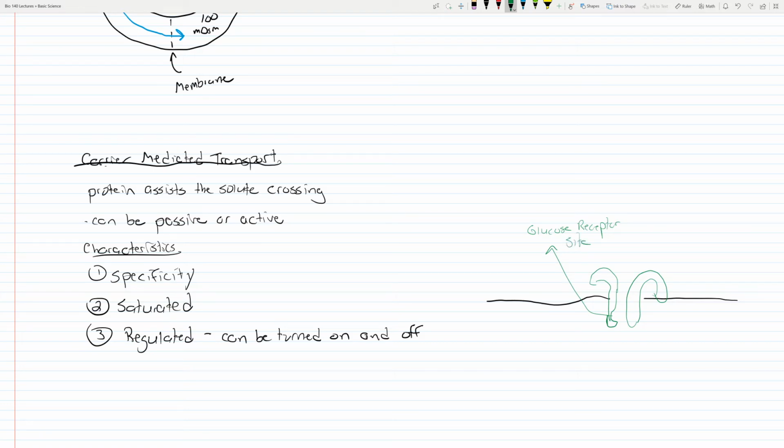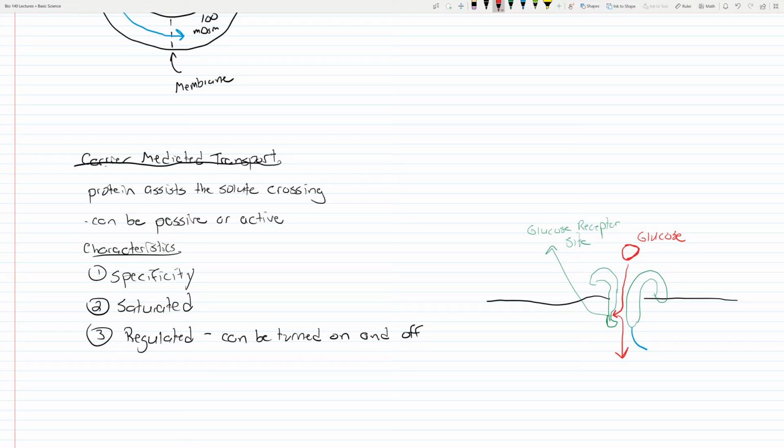And at the bottom of this there's a gate that keeps it closed when there's nothing in there. Now let's say that I have glucose, shaped kind of like this. If this glucose goes in and fits in there, it will open up the gate. The gate will open, and then the glucose can go inside of the cell.